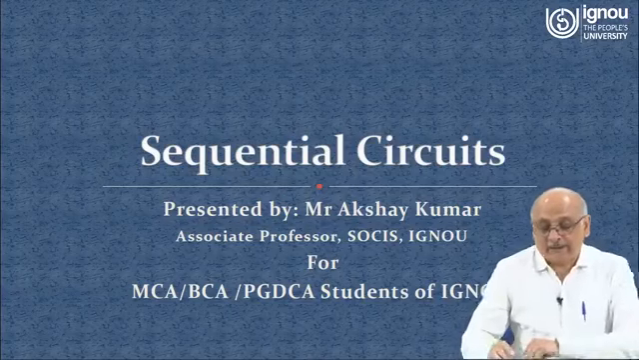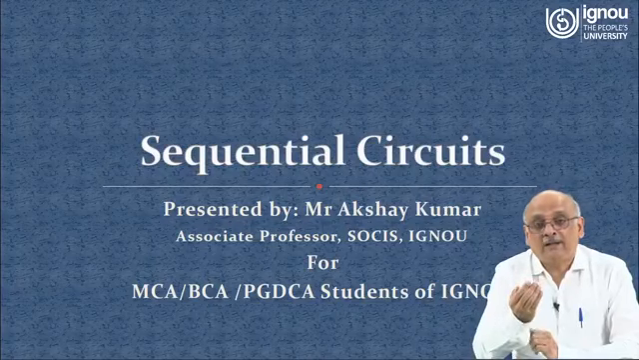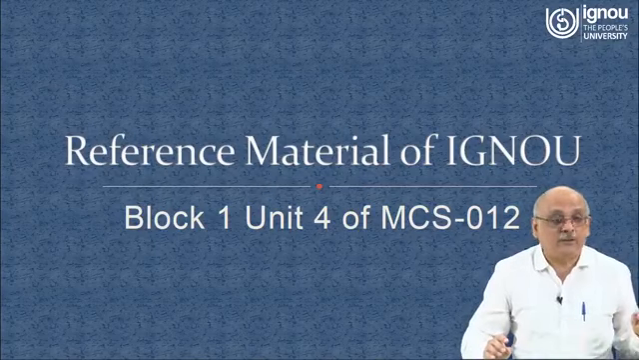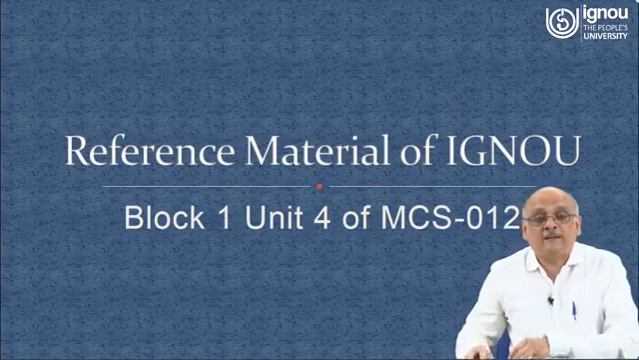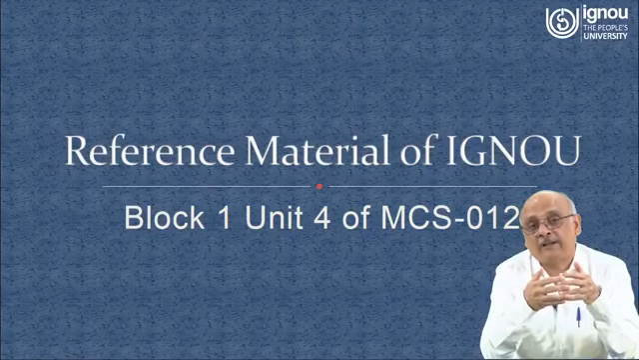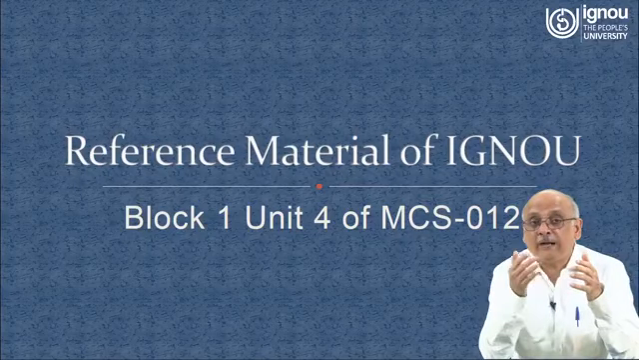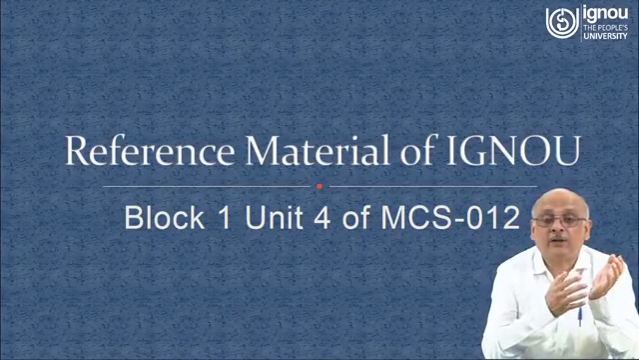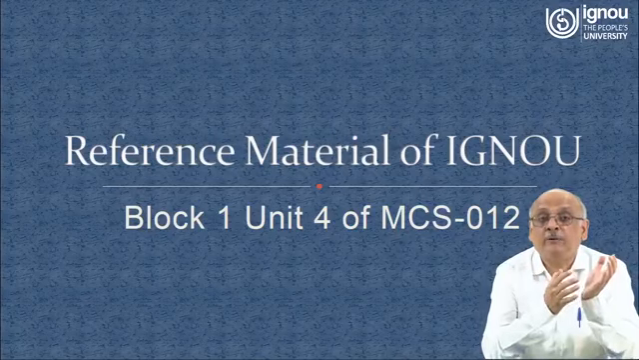Now this particular session covers block 1 unit 4 of MC12, and this is a very important section because we started with the von Neumann architecture, where we defined the architecture of a computer system. Then we went on to discuss floating point and fixed point numbers, which are very important, and the error detection code. So this is what we discussed in units 1 and 2.